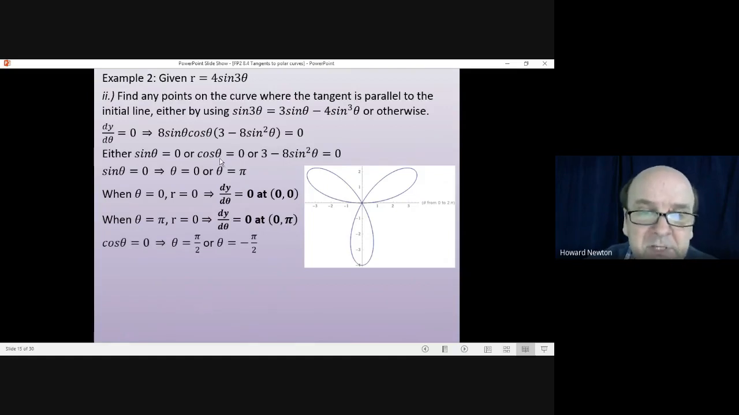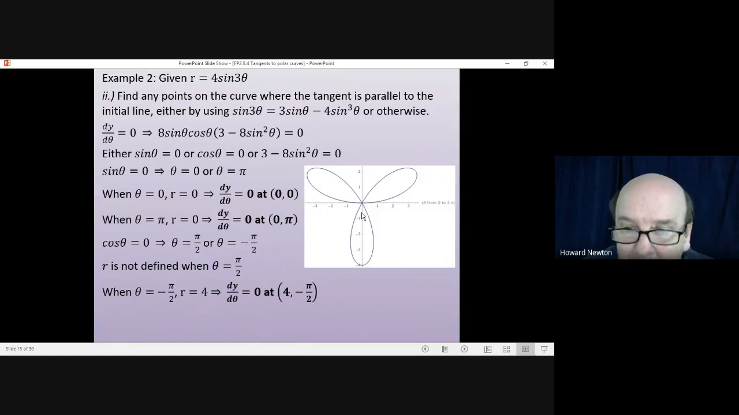We now need to consider what happens if cos θ = 0. That gives us two possibilities. θ is π/2, or θ = -π/2 radians. Now, r is not defined when θ = π/2. π/2 is 90 degrees, and that would be up here, where the curve is not defined. However, when θ = -π/2, there's no problem. The curve is defined, and r = 4, which implies that dy/dθ = 0 at the point where r is 4 and θ is -π/2. And you can see that if you drew the tangent at that lowest point on the curve, it would be parallel to the x-axis.